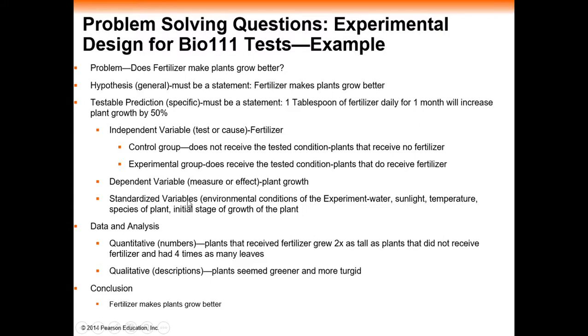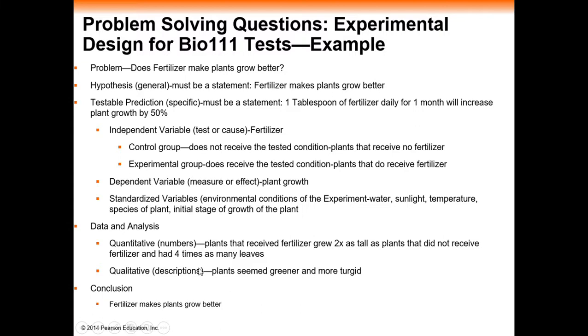Again, these standardized variables are environmental conditions that could affect our outcome, but because we're not testing these variables, we will actually want to keep them the same between those two groups. So in this particular case, you can think about environmental conditions that can affect plant growth, right? Things like the amount of water, the amount of sunlight, the temperature of the plants, the species of the plant, maybe even the initial stage of growth of the plant. All of these things could influence our results. But because we're not testing any of these, they're going to be standardized variables that we keep the same between the control and the experimental groups.